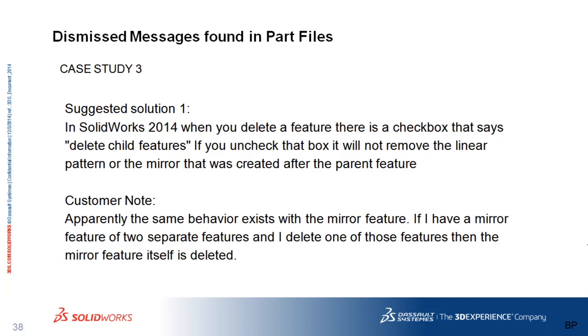Okay, so it was suggested, if we all remember back, in 2014, they gave us the checkbox to control the child features. And we suggested that he takes a look and doesn't have that checked. It should leave the linear pattern and any downstream features. Right. So he came back and said the same thing's happening in the mirror feature. Trying to take out one feature, and we're losing the mirror.